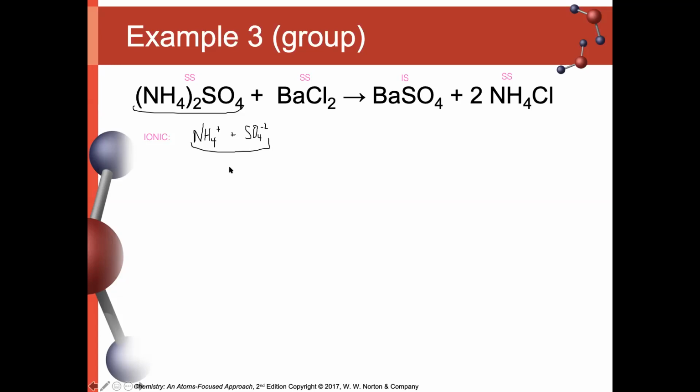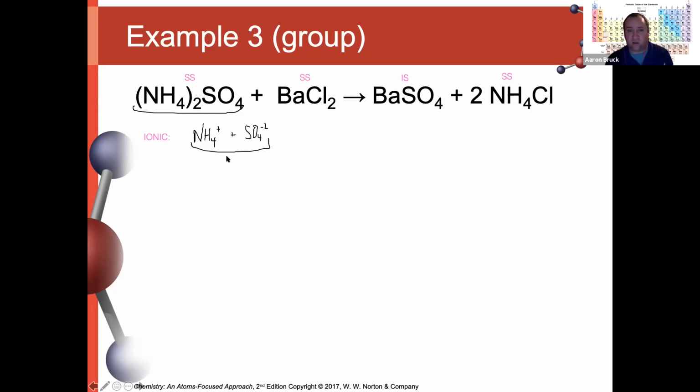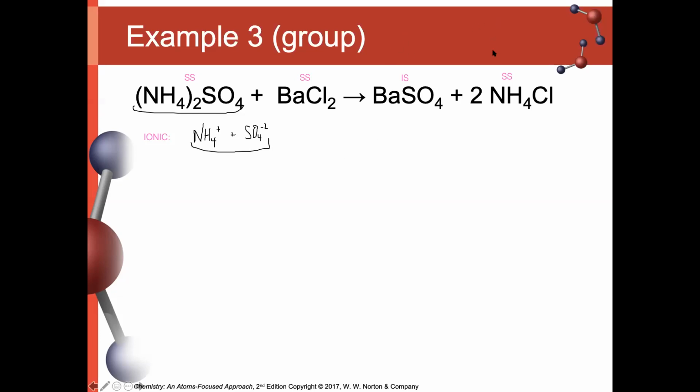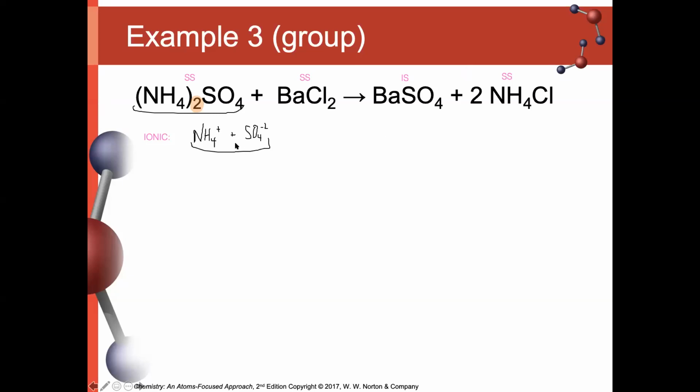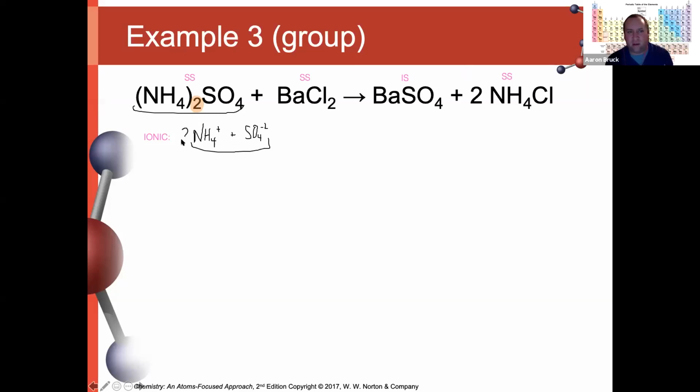Does it have to do with the charges? Charges are good. Ammonium is a positive 1. Sulfate is a negative 2. That is correct. We're missing something. The 2 goes in the front of the NH4. Remember, subscripts are going to turn into coefficients, and coefficients are going to drag over both ions. So I had to have the 2 here to represent the 2 ammoniums that would be there to balance out the negative 2 charge on the sulfate.